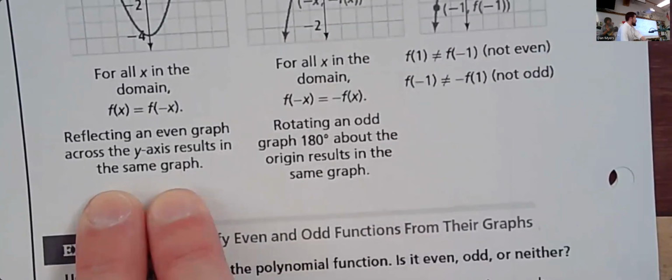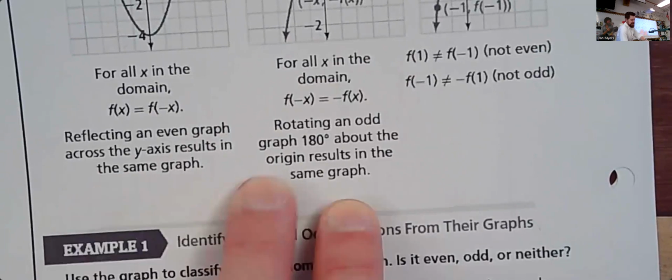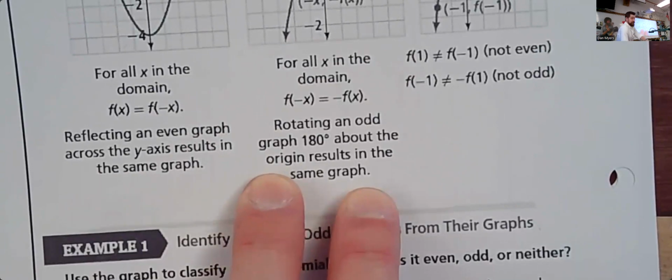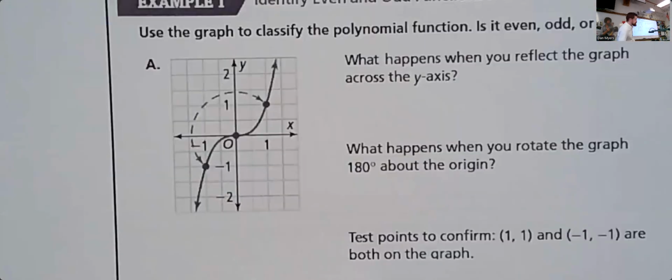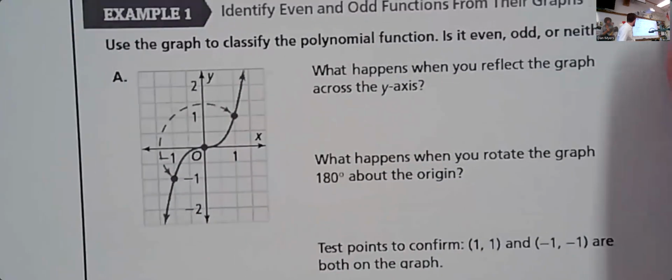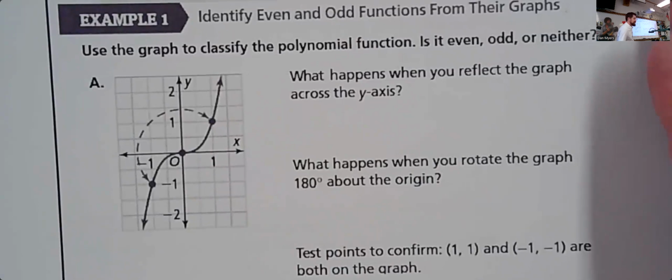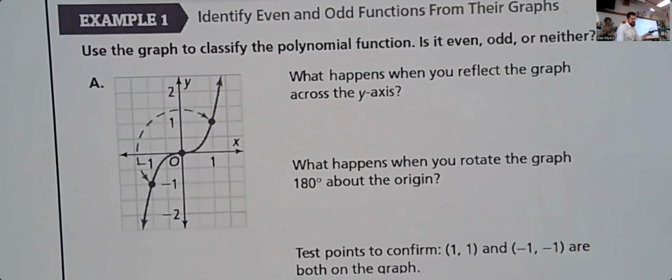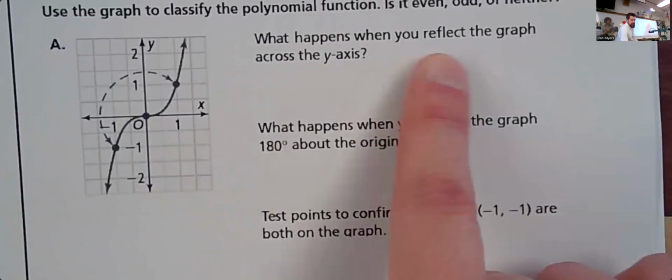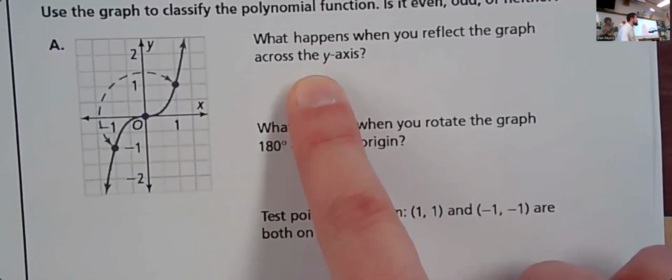If you reflect across the y-axis, you get the same graph. If you rotate it 180 degrees around the middle of the graph, or you flip it upside down, it looks exactly the same as the original. So practically speaking, these are the things that are going to be easy to remember. So this first one here, we already know that this is going to be an odd function because it was the example up top. But this first question says, what happens when you reflect the graph across the y-axis?